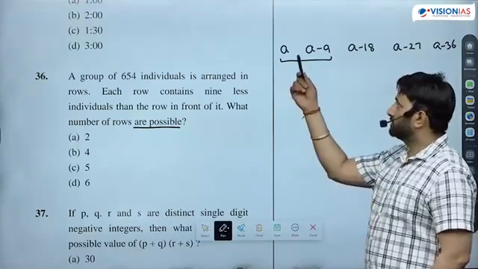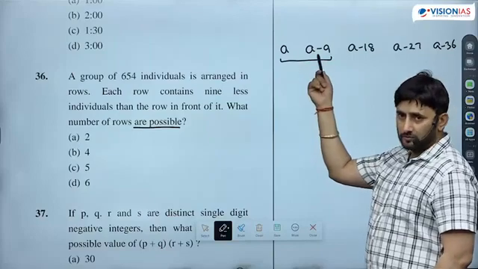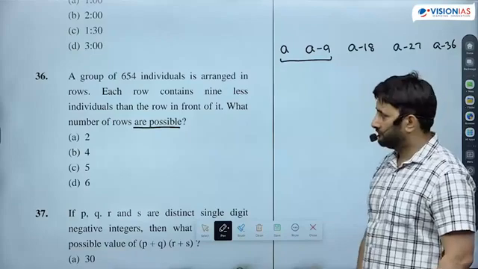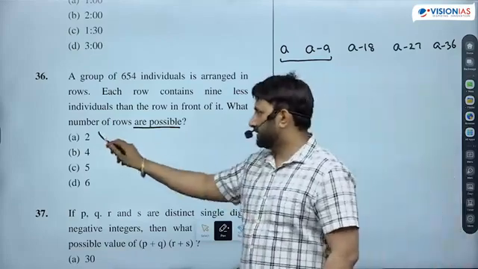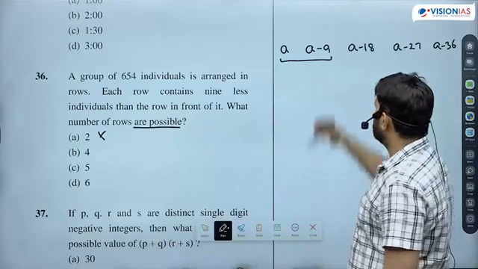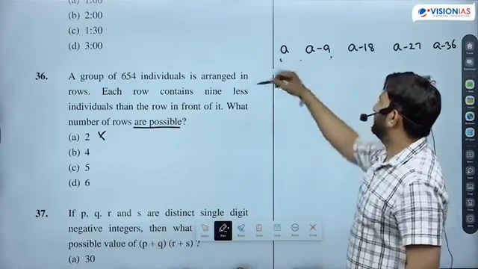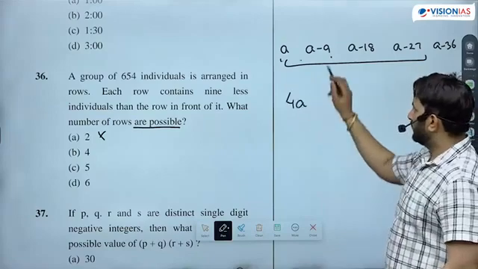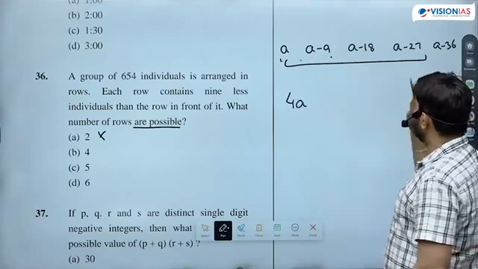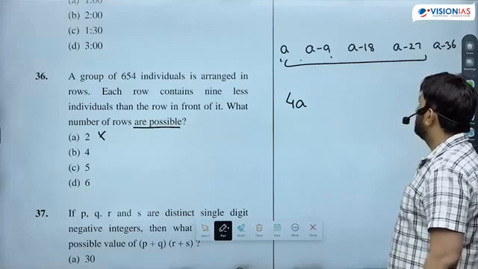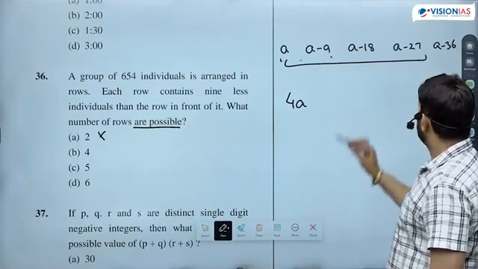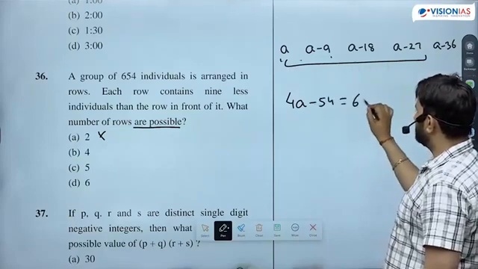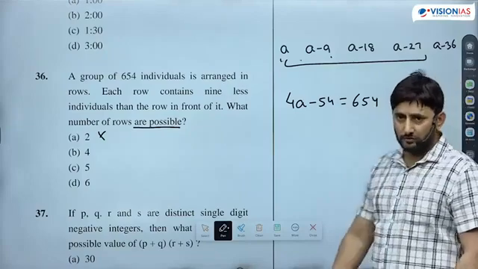नहीं, because if this is even this will be odd, if this is odd this will be even. Odd plus even cannot be even. This is not possible. Next 4 का ट्राई करते बच्चे. अगर हम इन चारों को ऐड करेंगे तो what will be the total? 4a minus 9 minus 18 minus 27, that is coming out to be minus 36 minus 54. Minus 54, that is equal to 654. Check करके देखो, is it possible?